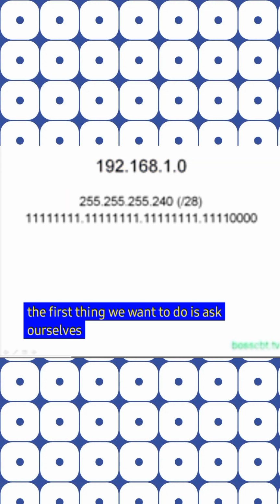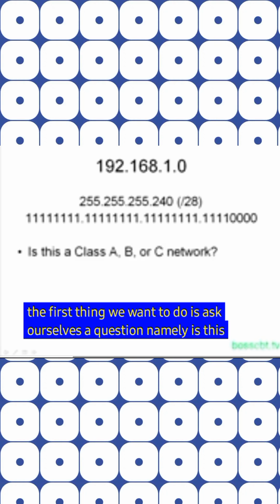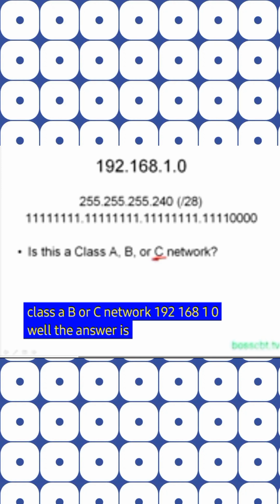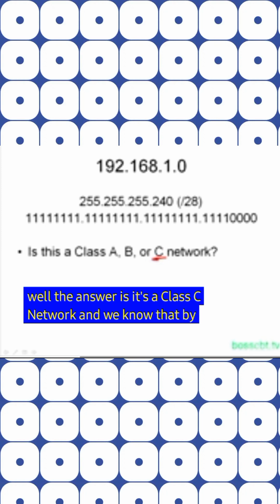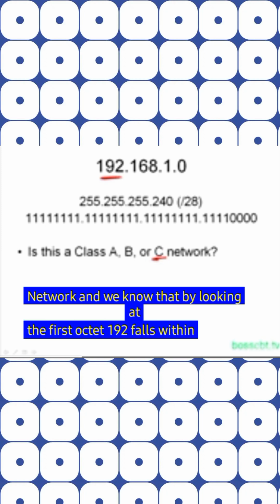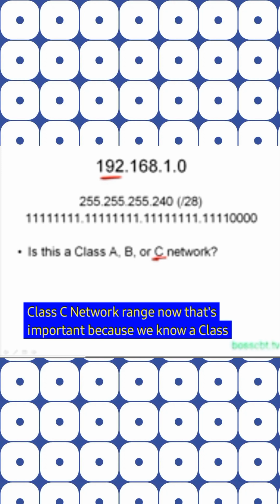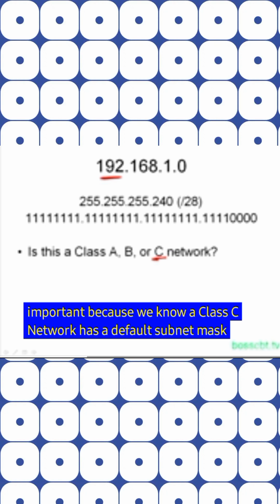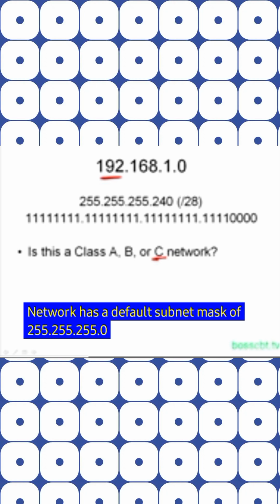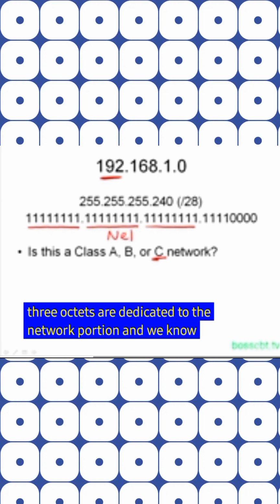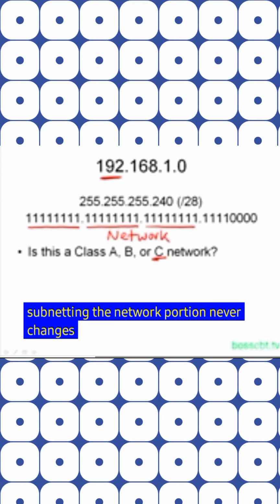So the first thing we want to do is ask ourselves the question, namely, is this a class A, B, or C network, 192.168.10? Well, the answer is it's a class C network, and we know by looking at the first octet that 192 falls within the class C network range. Now that's important because we know a class C network has a default subnet mask of 255.255.255.0, which means the first 3 octets are dedicated to the network portion.